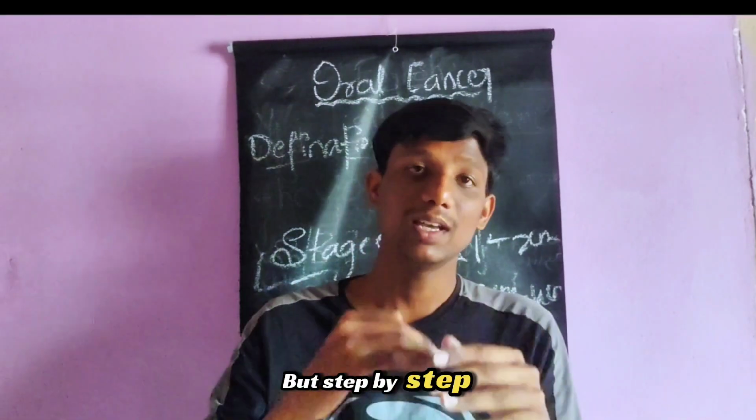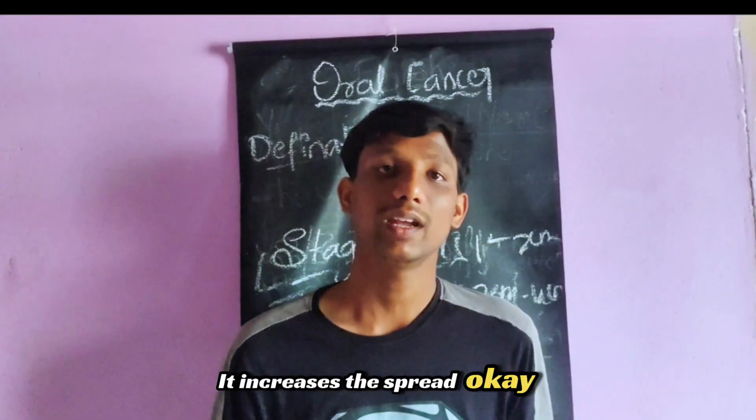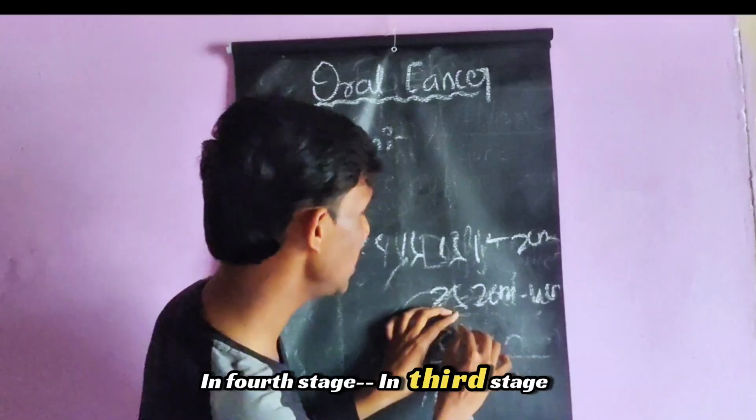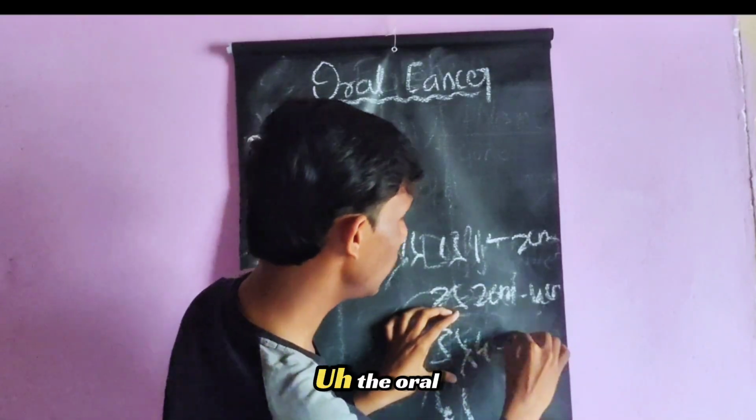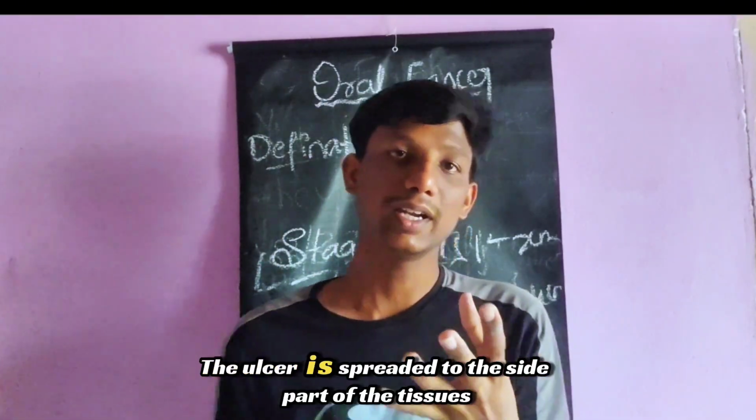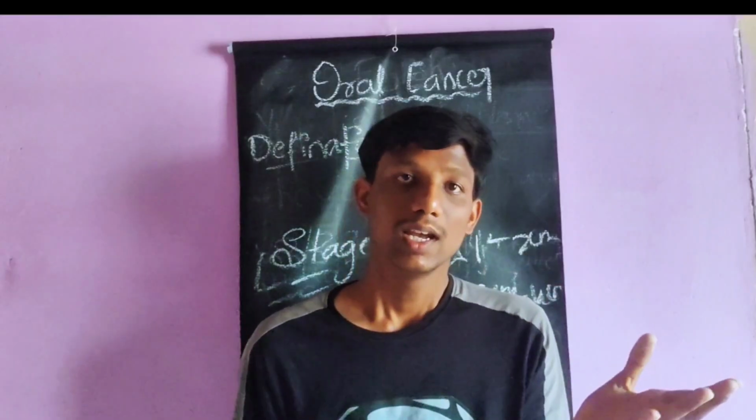But step by step the cancer starts spreading from one place to another. It increases the spread. Okay. In the third stage you are going to see the ulcer spread to the side parts of the tissues and lymph nodes.